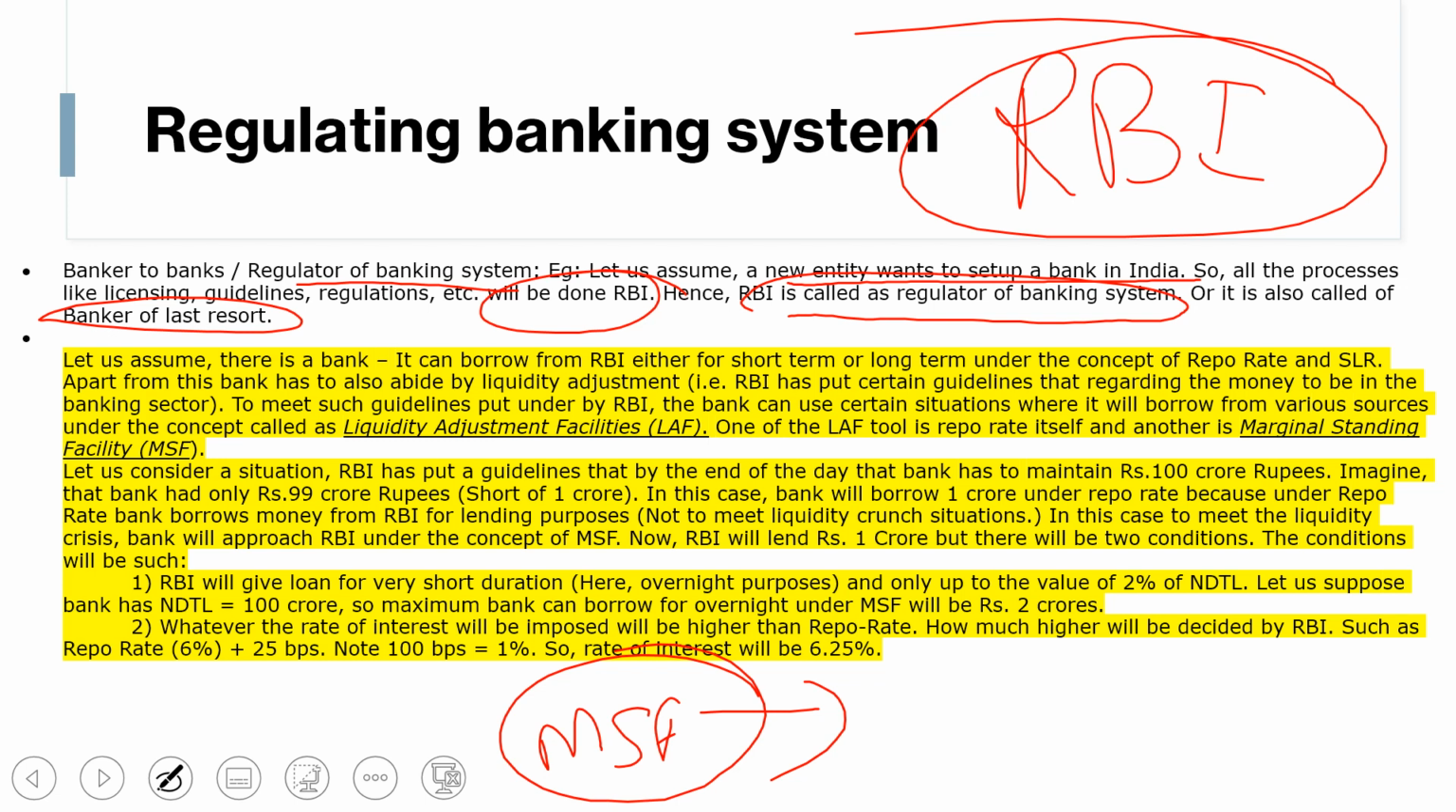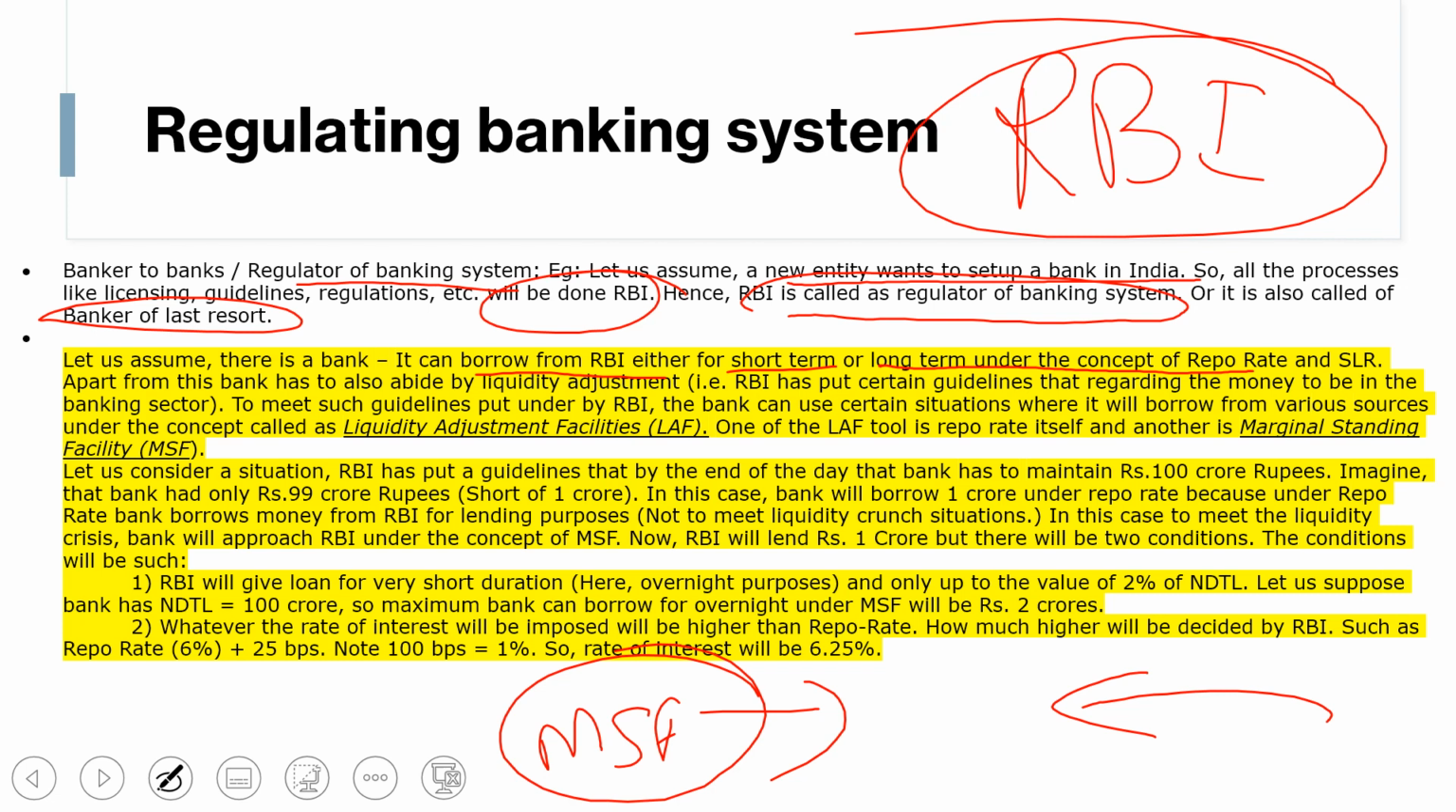Okay, so let us assume there is a bank. It can borrow money from RBI either for short term or long term under the concept of repo rate. As I explained, if you are taking money, the RBI will give money to you, and the interest that RBI will take from you is called the repo rate. The other scenario is the opposite: if the RBI is taking money from the bank, the interest rate that the bank will charge to the RBI is called the reverse repo rate, and both of these are decided by the RBI.